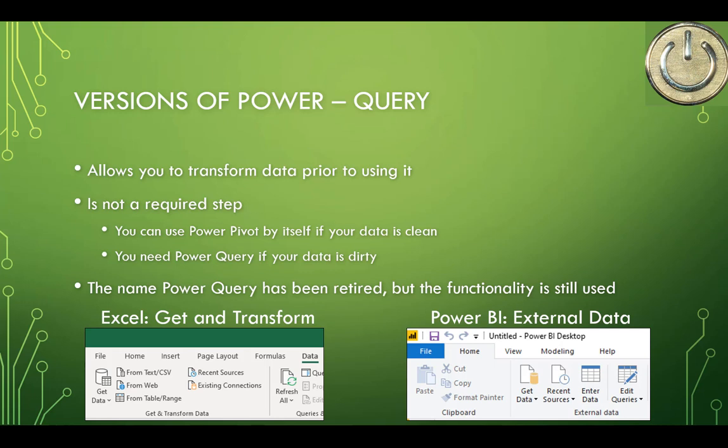On the other hand, if you need to transform your data before you can use it, then you'll need to use Power Query. And it's important to say that the terminology Power Query has been deprecated, so you shouldn't hear that name anymore. Excel now uses the terms get and transform to refer to Power Query. And inside of Power BI, the entire external data set of functionalities would be the Power Query.